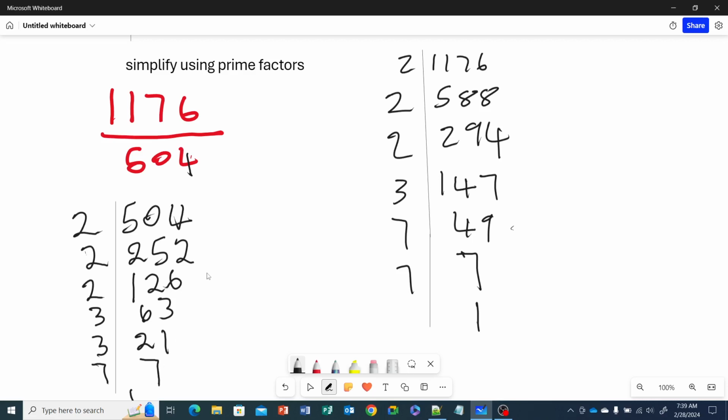Now, what is the highest common factor between the two numbers? 1, 2, 3, and a 3, 1, 2, 3, and a 3, and a 7. Okay, so a highest common factor here will go like this. This will include this 7, like that. Okay, and here it goes like this.